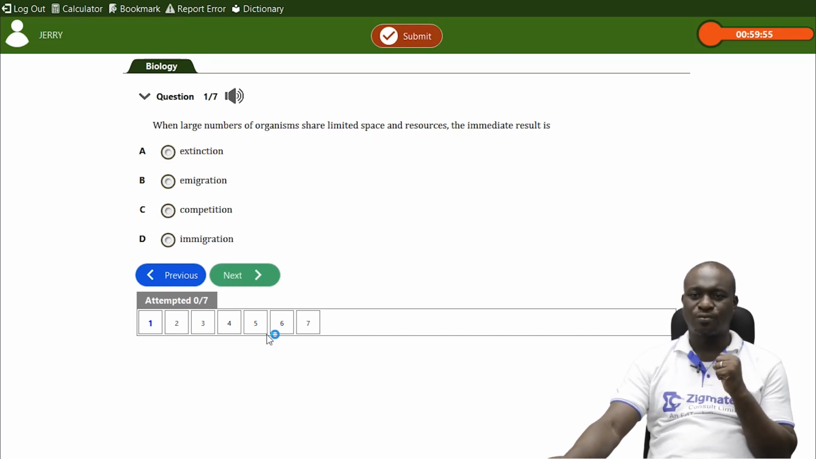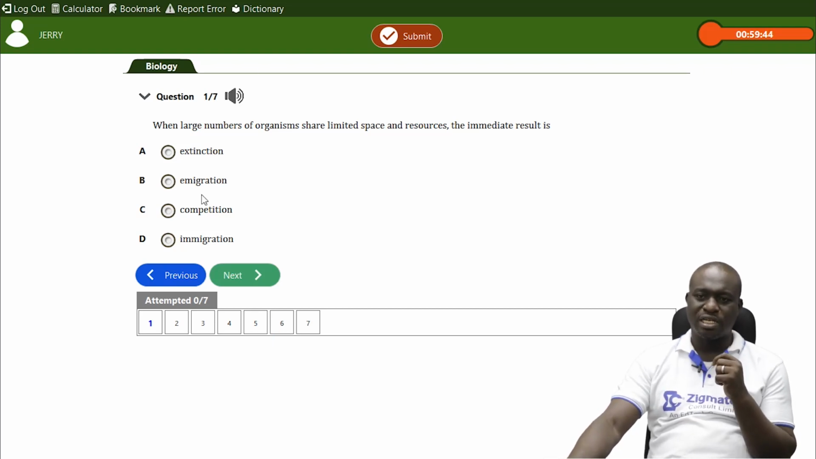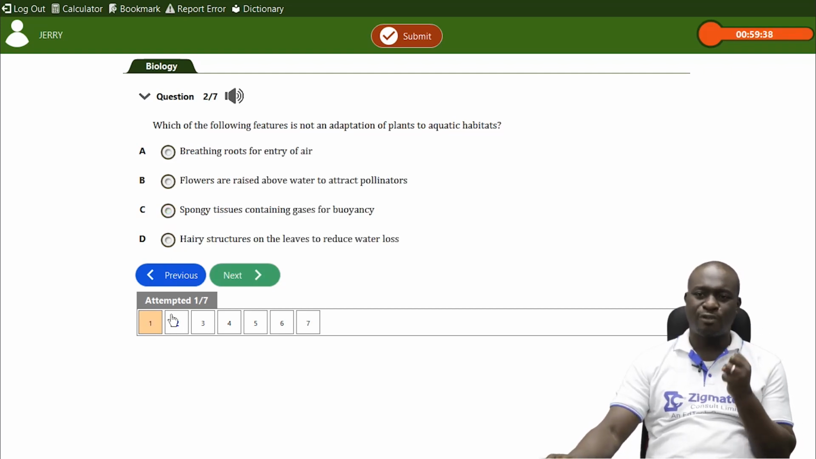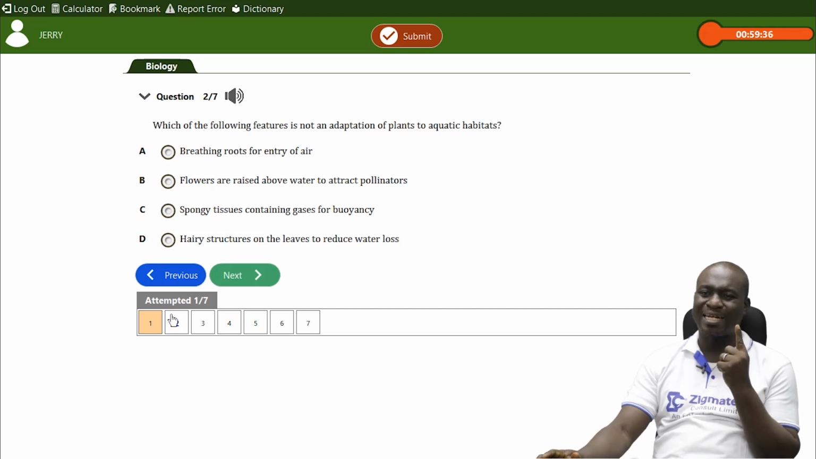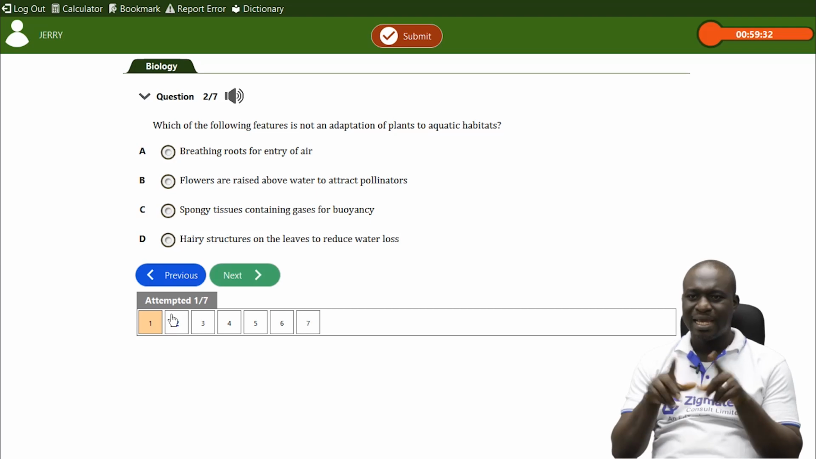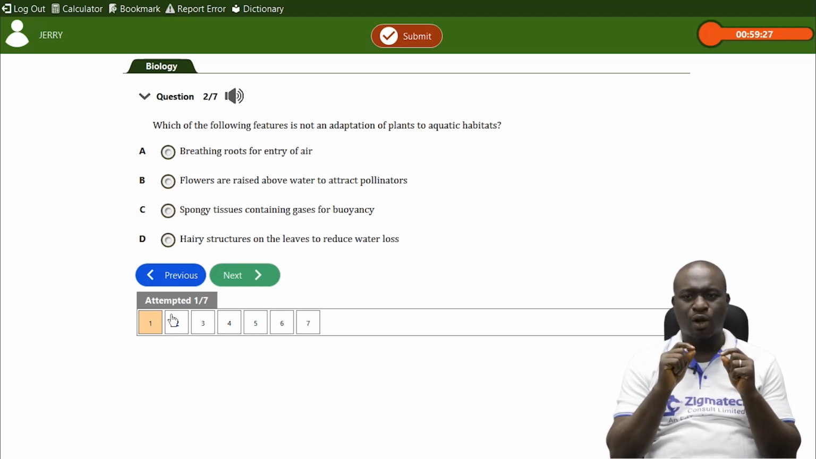Now, look at this question. When a large number of organisms share limited space and resources, the immediate result is what? Of course, the immediate result is competition. Number 2, which of the following features is not an adaptation of plants to aquatic habitat?